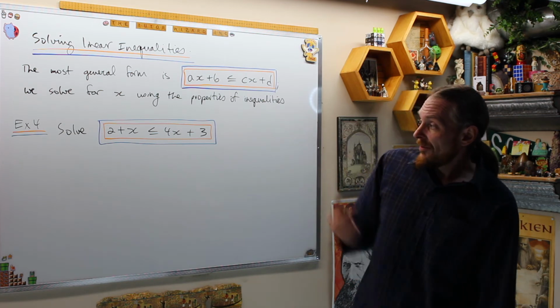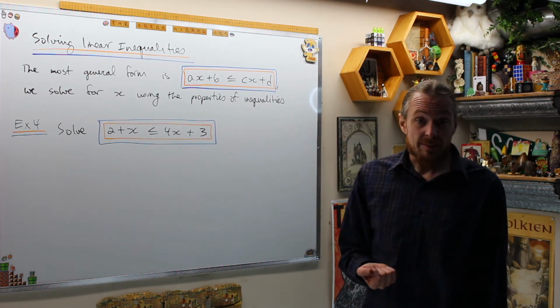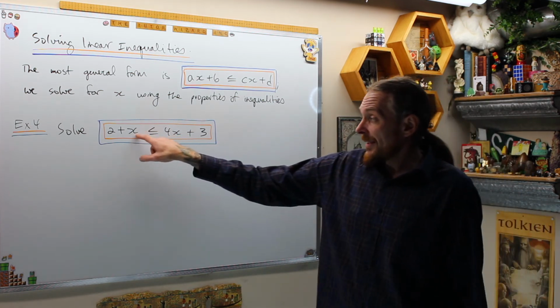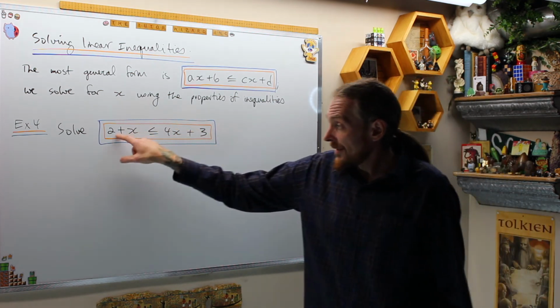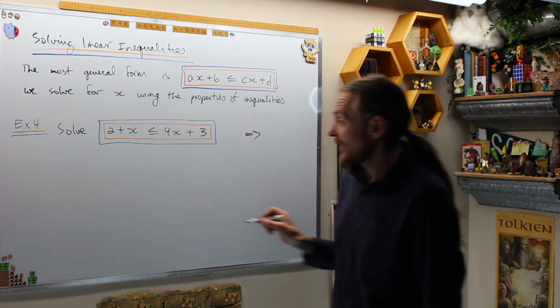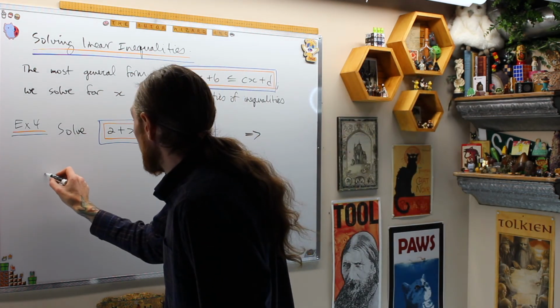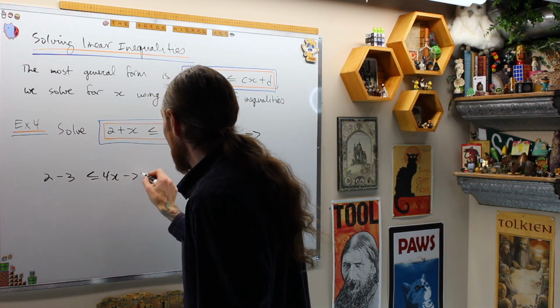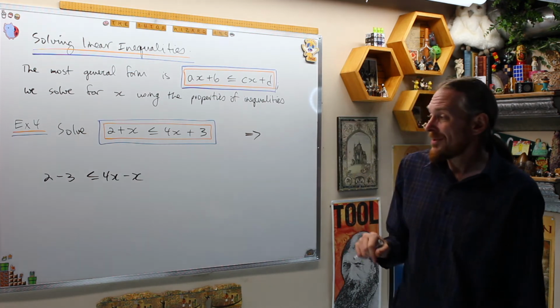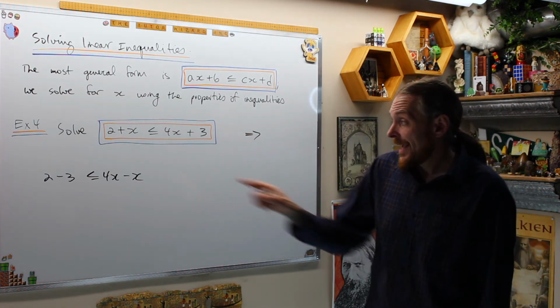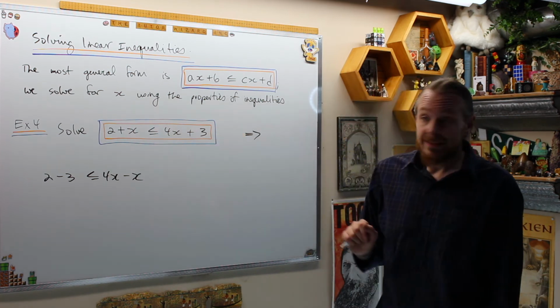Example 4 is solve 2 plus x is less than or equal to 4x plus 3. I want to work smart and not hard, so I'm going to bring the x to this side and the 3 to that side. So this is if and only if 2 minus 3 is less than or equal to 4x minus x. So I've subtracted x from both sides, and I've subtracted 3 from both sides, canceling the x on this side, canceling the 3 on this side.